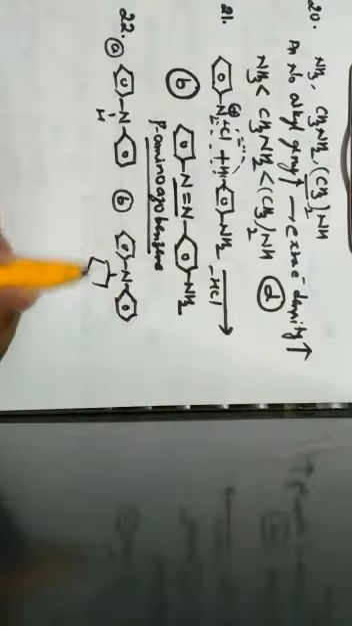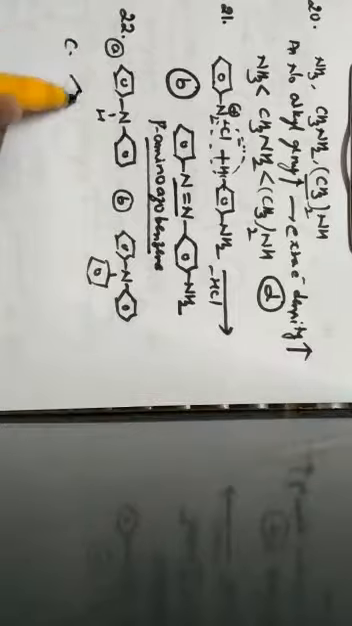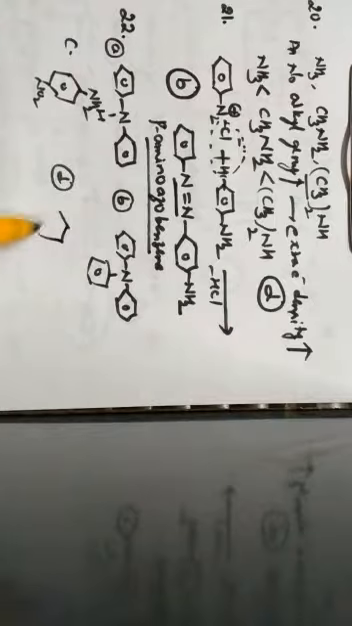Third option is para-nitroaniline. So, para position nitro, and this is NH2, para-nitroaniline. And the fourth option is benzylamine, that is C6H5CH2NH2. So, here in all these cases, we know that nitrogen contains one lone pair of electrons present in it.